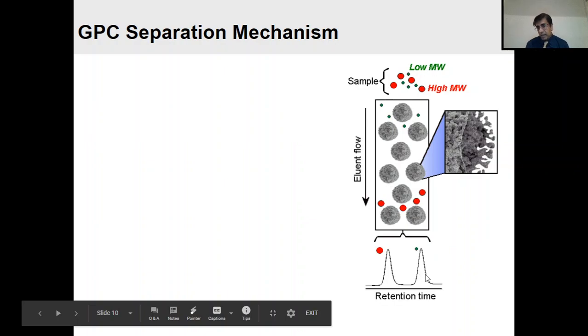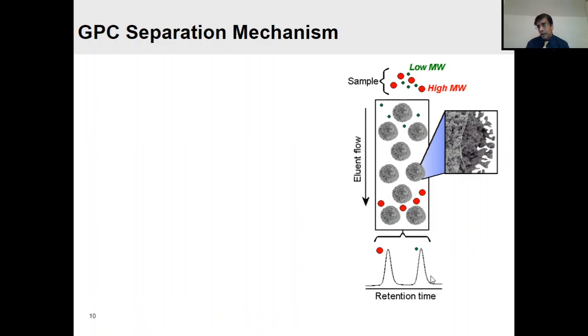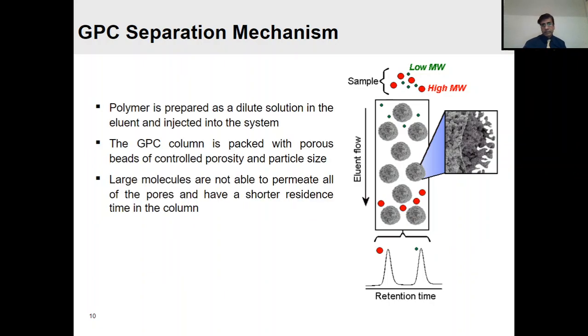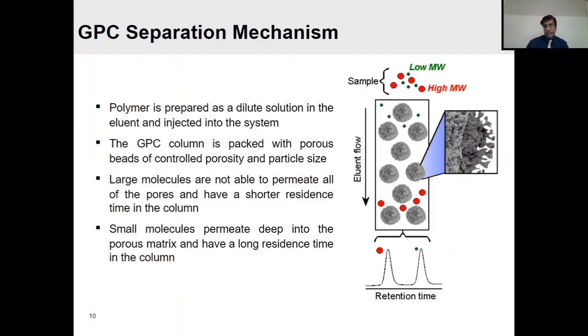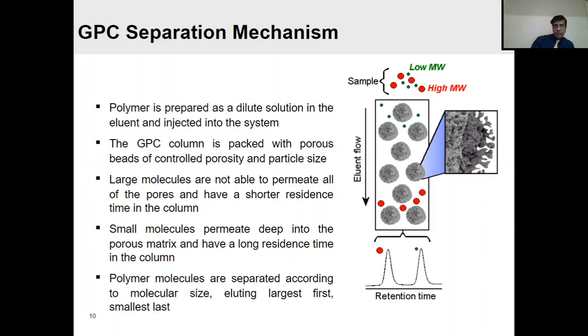On the right is the polymer which comes out at the last, the smaller molecule, because it gets completely permeated into the small holes. So this is basically the mechanism. You can read this one, the information is mentioned here later on. And so the summary is here.